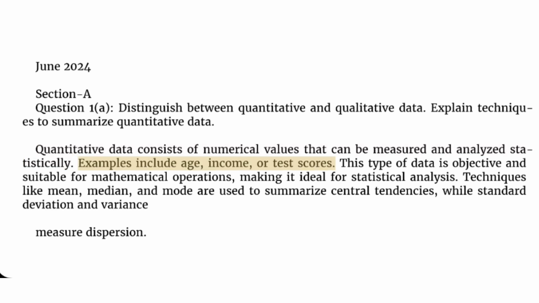Examples include age, income, or test scores. This type of data is objective and suitable for mathematical operations, making it ideal for statistical analysis. Techniques like mean, median, and mode are used to summarize central tendencies, while standard deviation and variance measure dispersion.